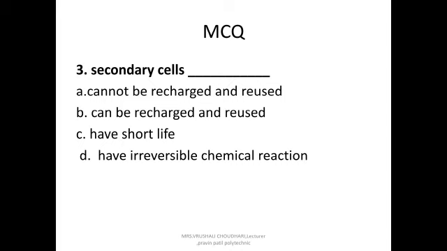Primary cell: cannot be recharged and reused, has a short life, and has an irreversible chemical reaction. What is a secondary cell? One which can be recharged and reused, as it has a reversible chemical reaction, and due to the recharging it has a longer life.